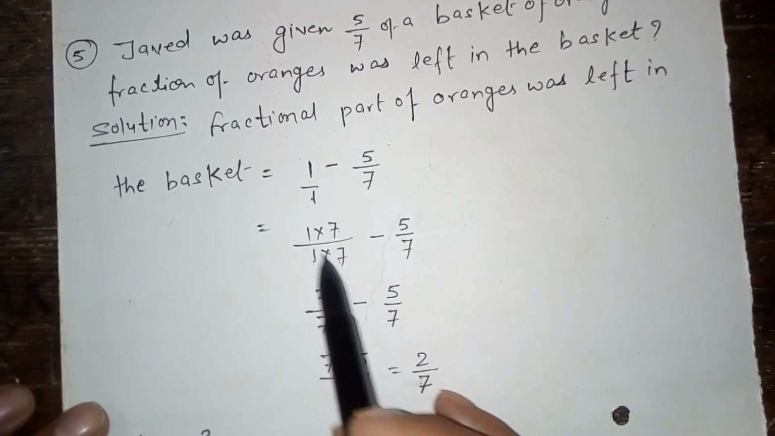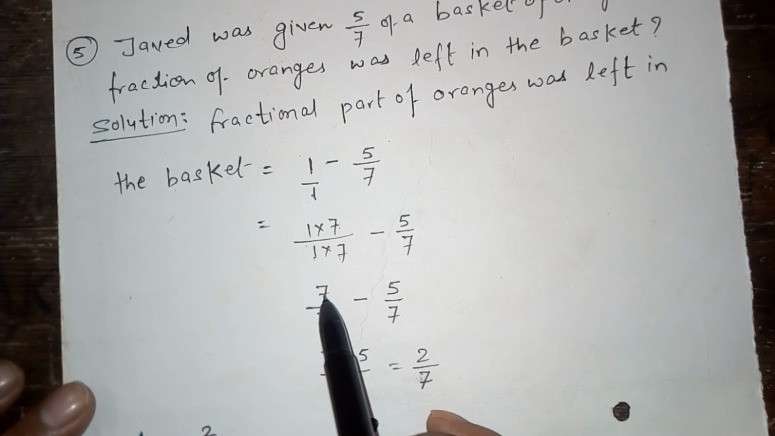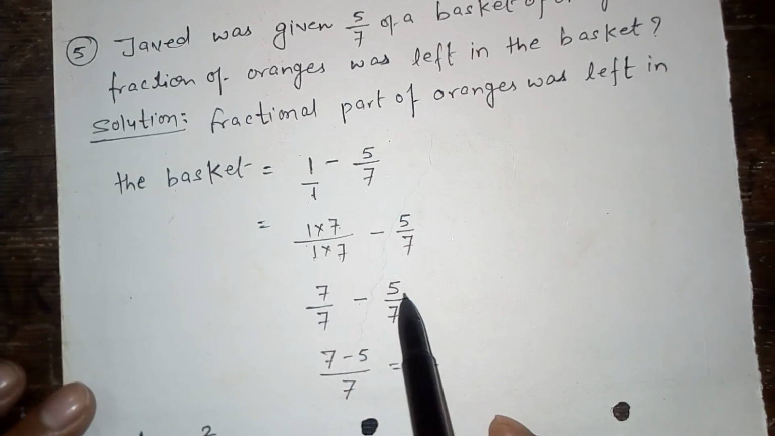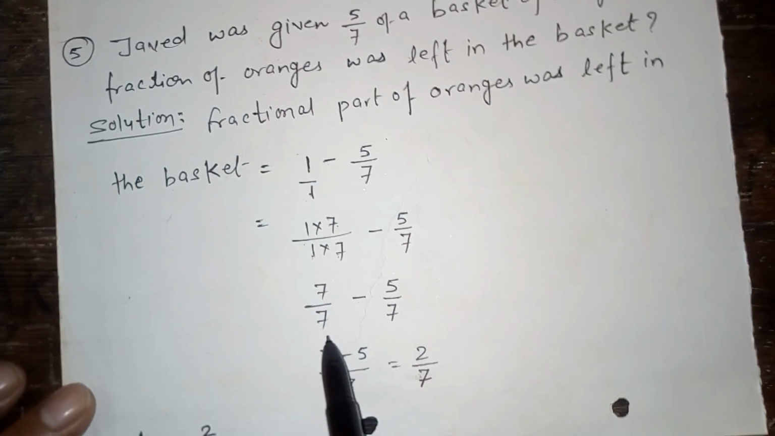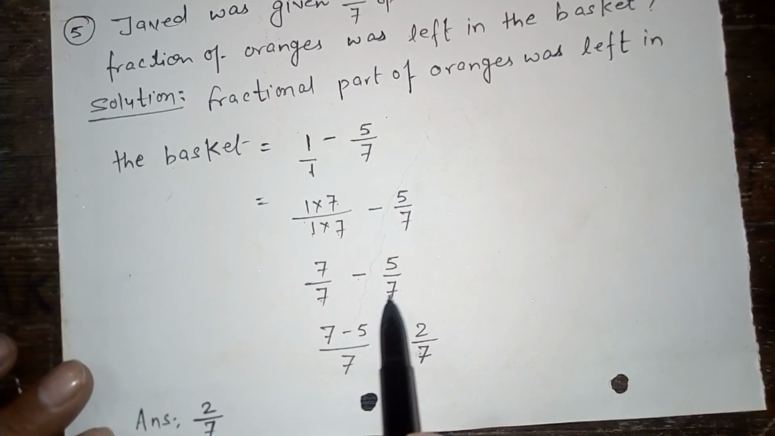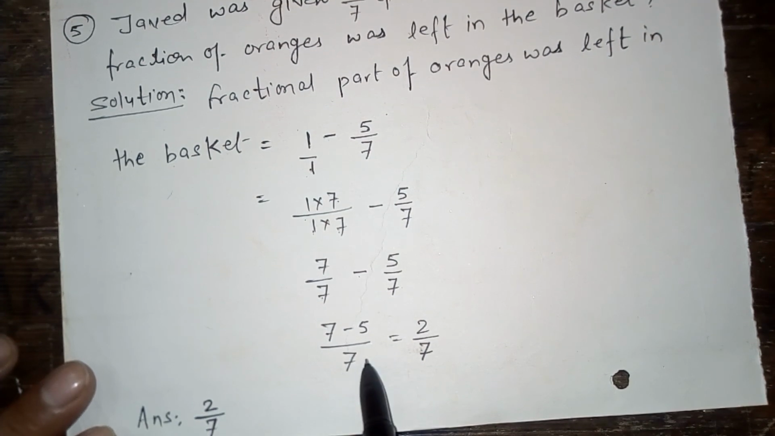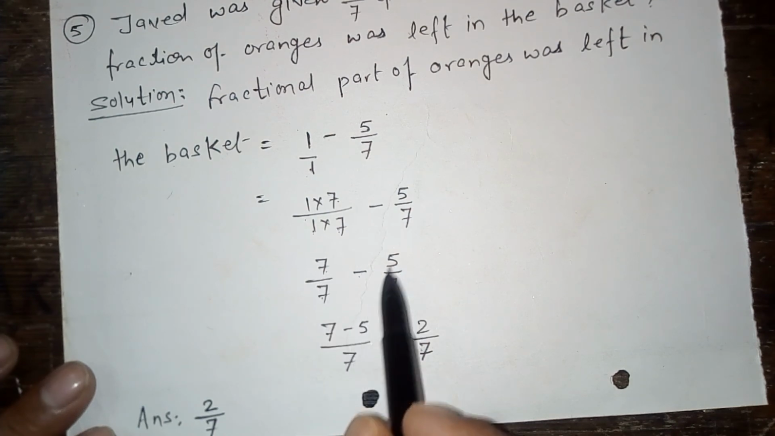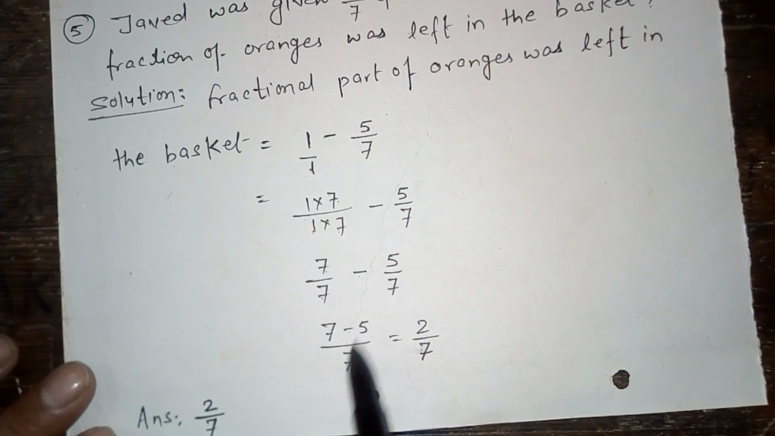7 1s are 7, 7 1s are 7. 7 upon 7 minus 5 upon 7. This is the like fraction and denominators are 7. Therefore LCM is 7. After what will you do? What is your numerator? 7 and 5. 7 minus 5 upon 7. It will give you 2 upon 7.